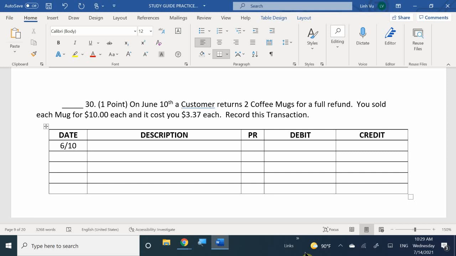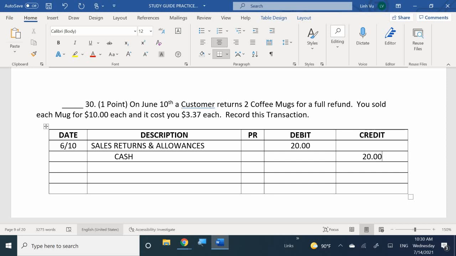So if a customer is trying to return 2 of those mugs, how do we record this? Sales returns and allowances, correct. And assuming that this customer paid with cash, we have to give them back their cash. So how much am I going to be refunding this customer? $20, because they're only returning 2 of them, which we sold them for originally $10 each.